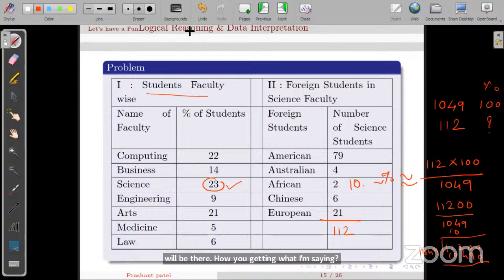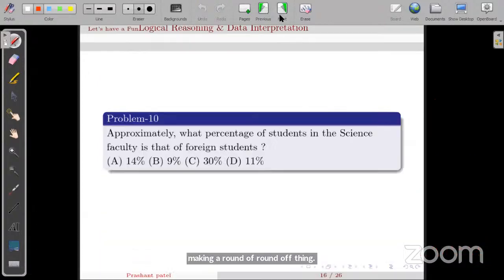Yeah, precisely, Rishabh has calculated 10.67. But I'm just making a round off thing. It is 10 point something. So the correct option what we have is 11, because 9 point something will not happen. So 11 is the correct option.